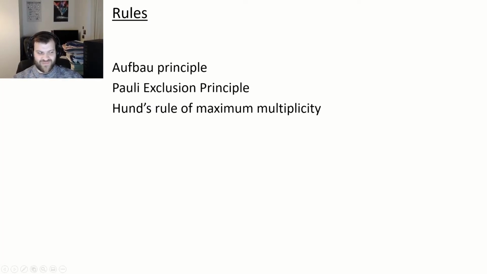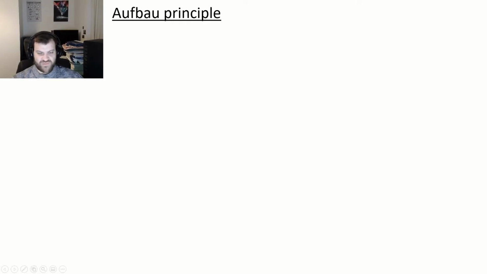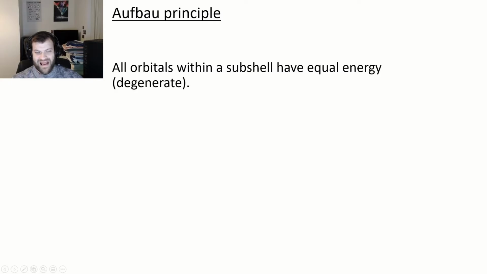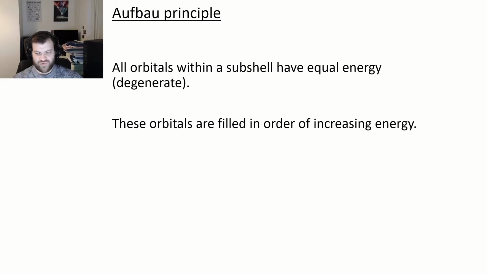Pauli exclusion principle, and Hund's rule of maximum multiplicity. For the Aufbau principle, we have to be aware that all orbitals within a subshell will have equal energy. They are degenerate, and these orbitals are filled in order of increasing energy. This means we're going to fill the 1s before we fill the 2s orbital.